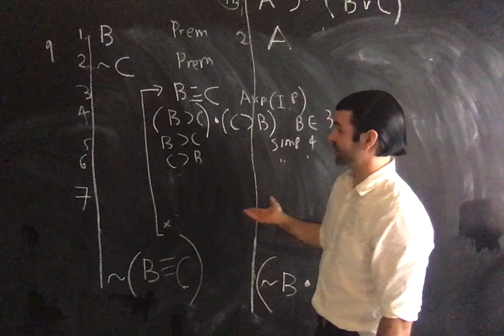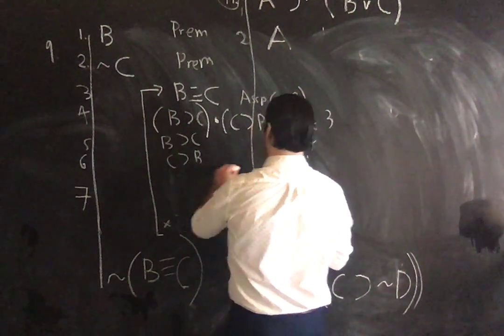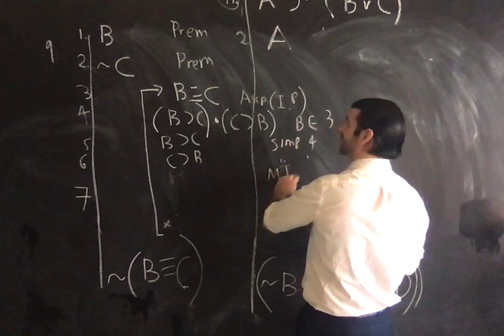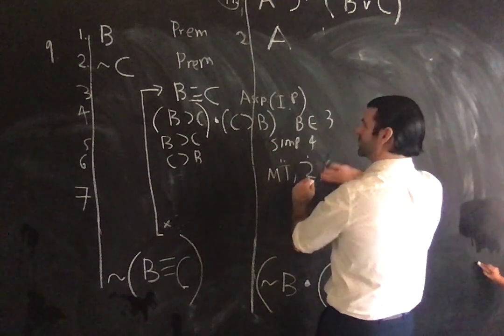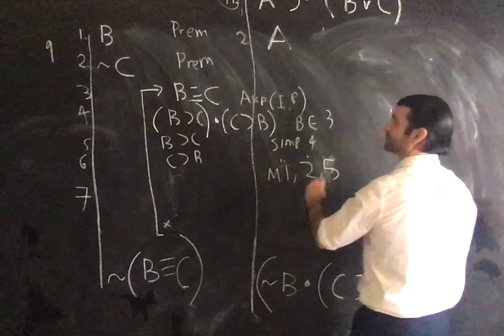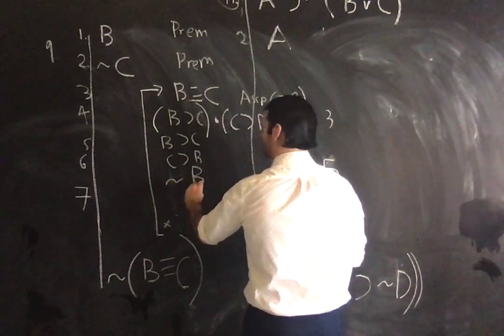Notice there's another contradiction I can get. B and not C. I could use the not C and do modus tollens on 2 and 5, and I get not B. So the other way, right?